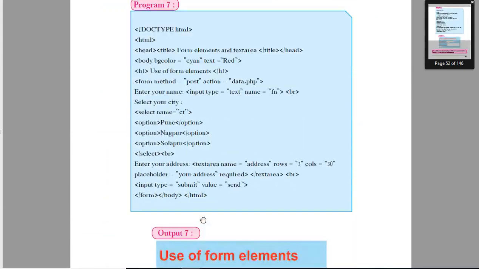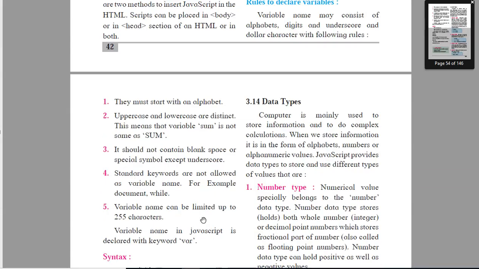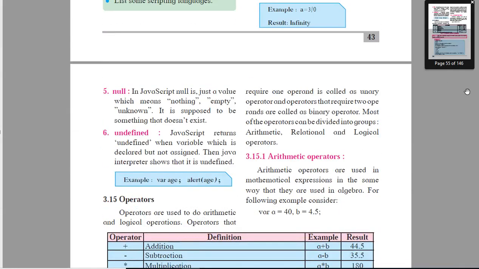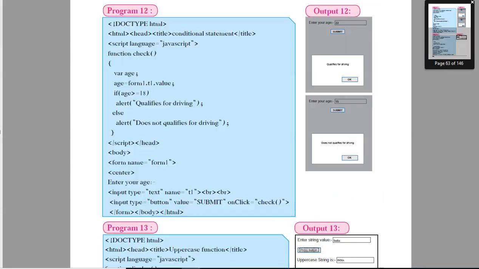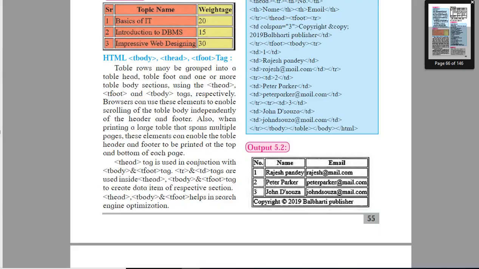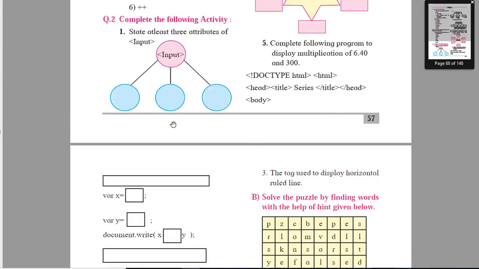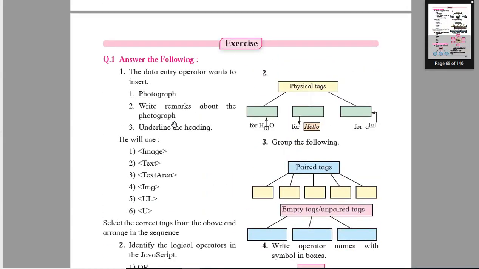So here is the exercise of chapter number 3. The first question of your exercise is, question number 1, answer the following. You will have to write the answer for this question, that the data entry operator wants to insert a paragraph.